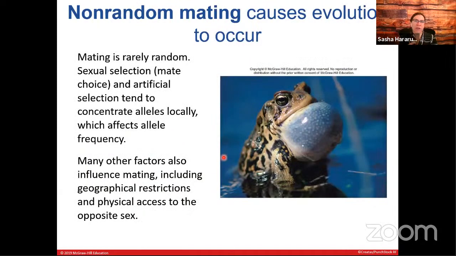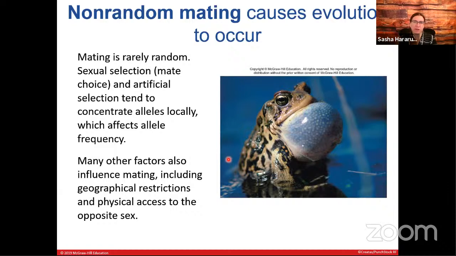Now, non-random mating causes evolution to occur. So this is another reason. Non-random mating is the reason why Hardy-Weinberg equilibrium does not hold in the real population. So mating is rarely random. We have sexual selection, and I already touched on that plenty in the previous lectures. Like we, as people, choose individuals with symmetrical facial features and symmetrical body features in general because it's associated with better health.